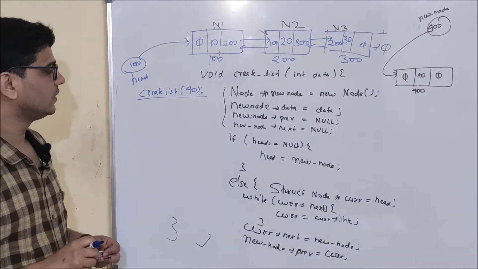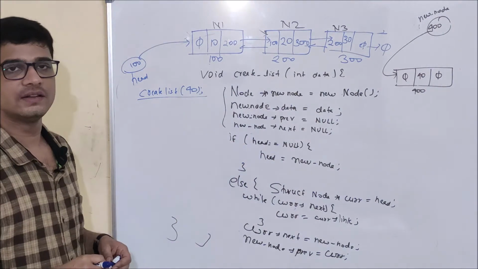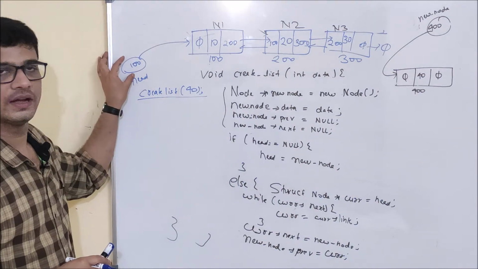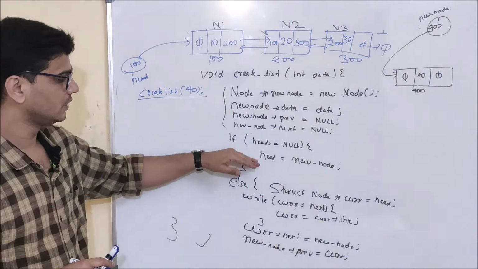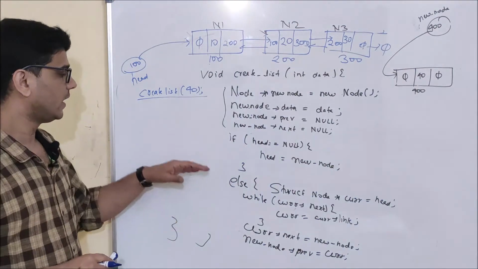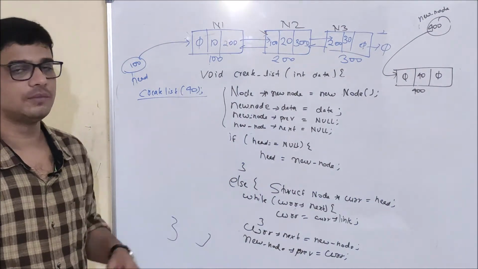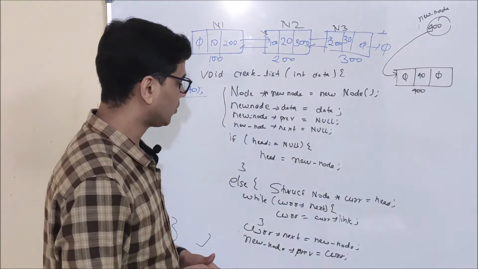And after that, what is going to happen? It will check whether head is null or not. As you can see, head is equal to 100, so it is not null. So this line will not execute. After that, the control will come to this else block. And what are we doing in the else block?